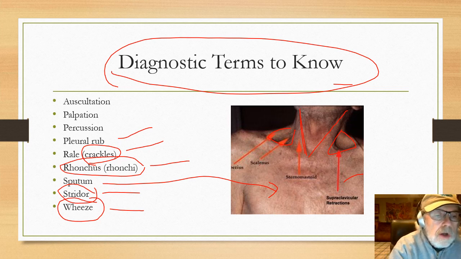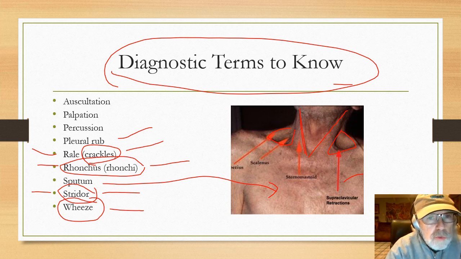Okay, so rales, crackles, rhonchus, that bleating, stridors, and you get some squeaks as well. Wheezes are very small squeaks.